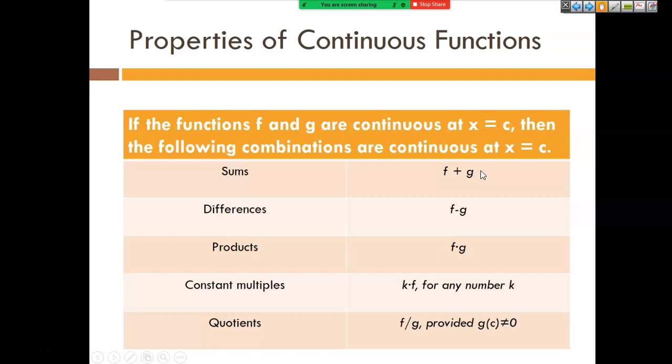So continuous functions, much like limits, have these properties that can be applied to them. So if two functions are continuous at a point, then the following combinations of continuity are also true.